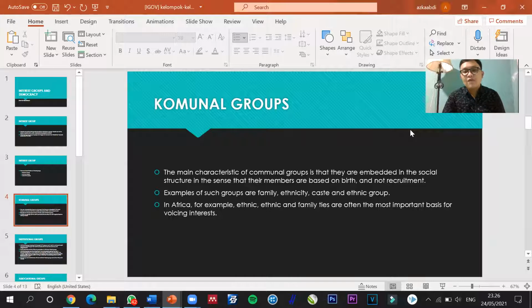Communal groups are embedded in the social structure, in the sense that their members are based on birth and there is no requirement to join. Examples of communal groups are the family, groups based on ethnicity, and groups based on caste. For example, in Africa, ethnic and family ties are often the most important basis for voicing interests.